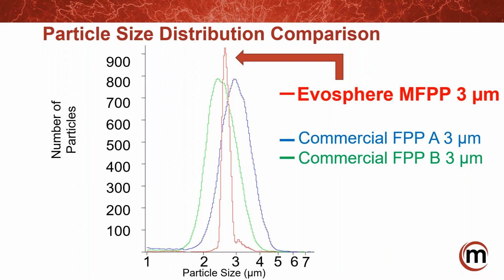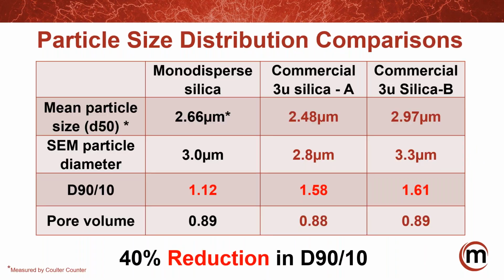As you can see here, the Evosphere material that we're talking about today has a very tight band as compared to the Gaussian bands of the commercially available silicas. So what we show in column A here, where the monodisperse silica, the mean particle size is approximately 2.66, although it depends on what technique you're using to measure that. And then you have commercial silicas that we showed on the previous slide at 2.48 and 2.97. You can use other means like the scanning electron microscope and things.